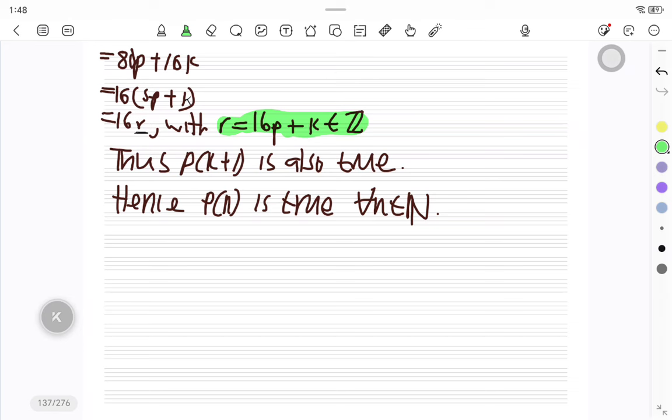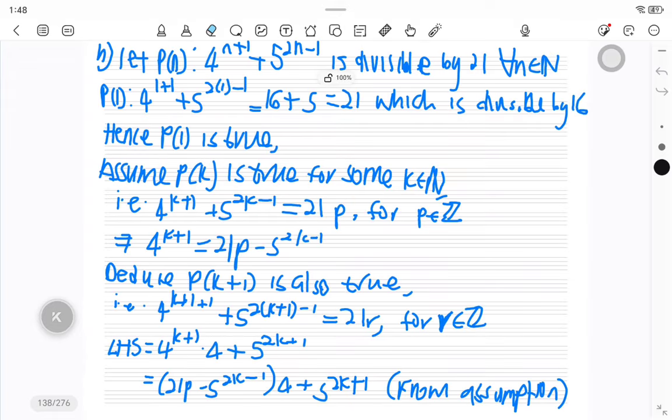Now, if we check this one, it is also similar, and that tells us that this is divisible by 21. So that's what we're going to be doing now. We're going to look at the question. Let P of n be such that we copy this entire statement. Then we start by plugging in 1. Remember, n starts from 1. We plug in 1 there and we get 21, which is divisible by 21.